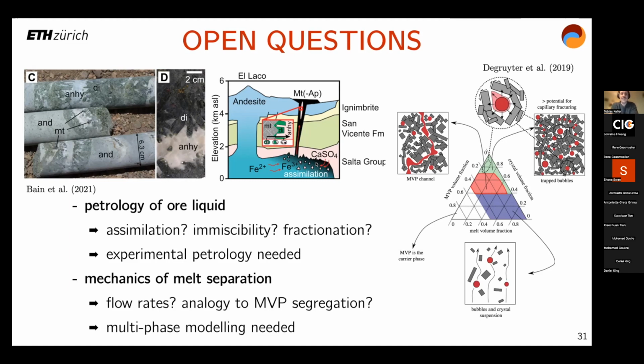And then in addition, there's a lot of mechanical aspects of the problems I was showing now, like, for example, the problem of melt separation, which I just addressed with scaling analysis, but I'm sure there's a lot of interesting complexity in looking at the spatial flow patterns. And there might be a really good analogy to magmatic volatile phase segregation in felsic mushes, which is a really important problem for understanding volcanic hazards. And for that, multi-phase modeling is needed, which is one of the things that my group is actively working on.